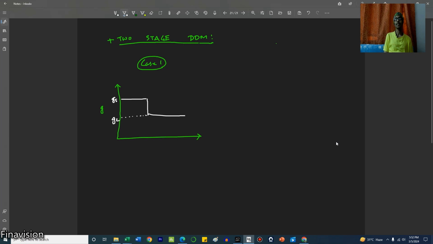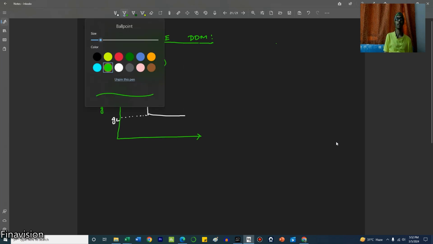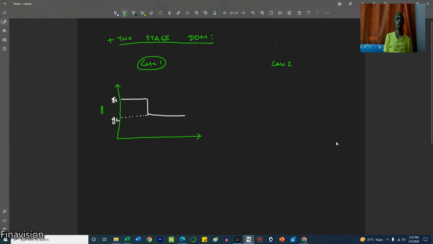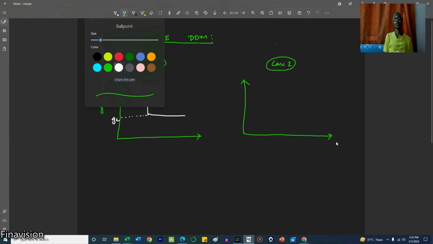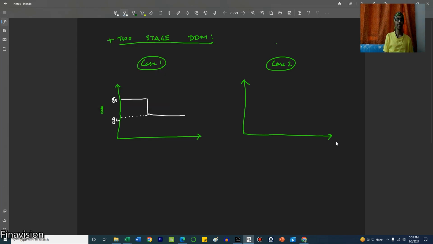In the second case, here also there is a short term growth rate which is high, but the difference is it is smoothly declining like this. It is not like a drastic decline. From GS, it gradually declines over a number of periods to GL. And after it reaches GL, that is the long term growth rate, it becomes a perpetual growth rate, right?